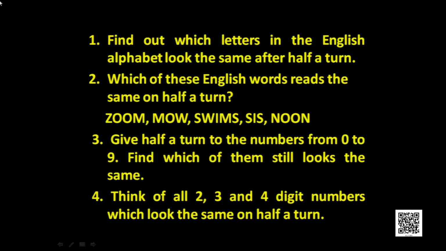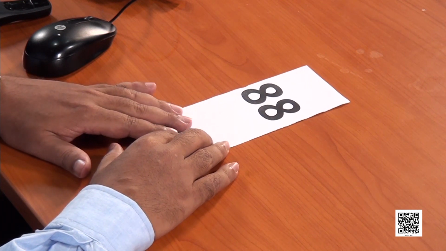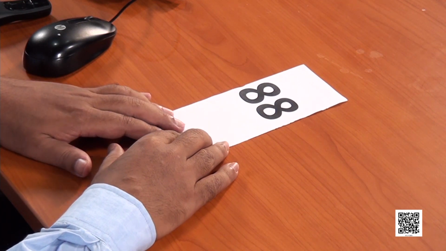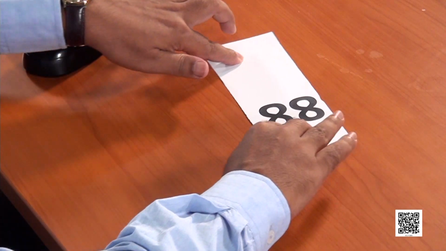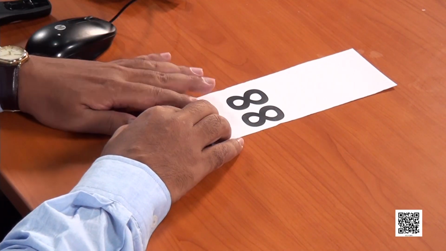Now we have to think of 2, 3, 4 digit numbers which look the same on half a turn. Here you see I am taking a 2 digit number 8080. I am rotating it, I am turning it half. Now you see same 88. Similarly, you take example of 11, you will get same on half a turn, you are getting 11.